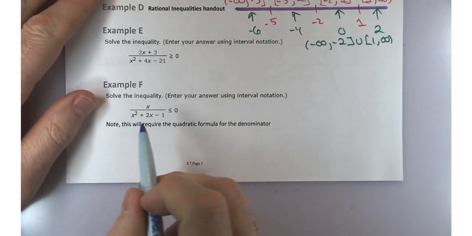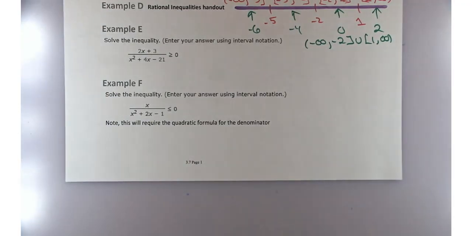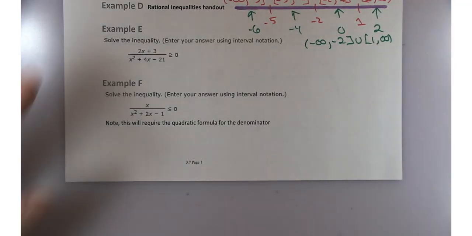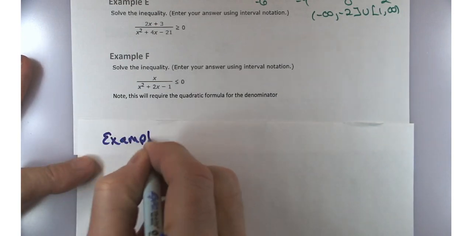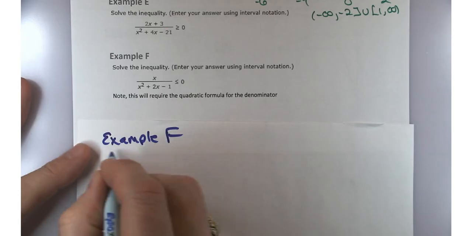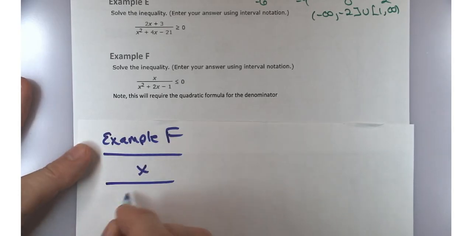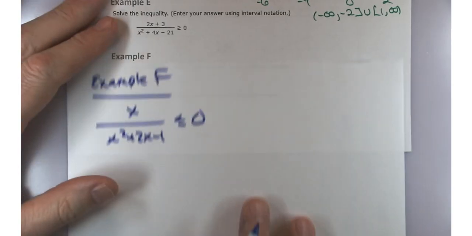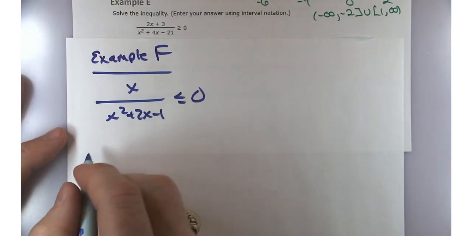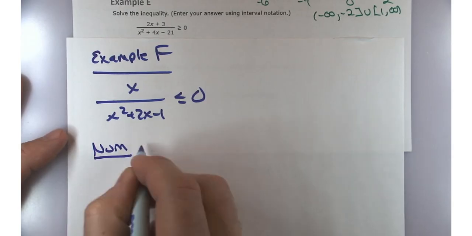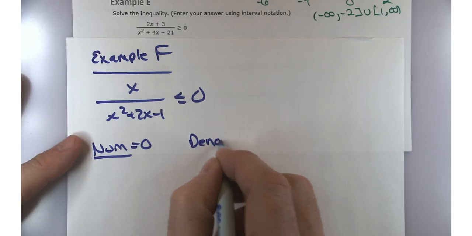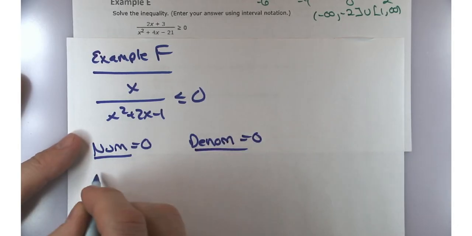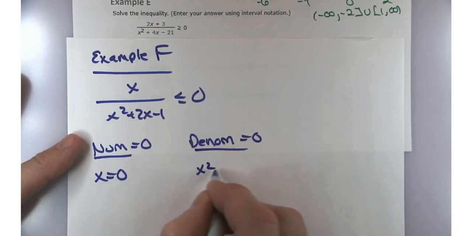Let's look at this one. Example F. X over x squared plus 2x minus 1 is less than or equal to 0. So we'll divide up the labor in this one. We need to know where the numerator equals 0 and where the denominator equals 0. So that's going to mean x equals 0 or x squared plus 2x minus 1 equals 0.